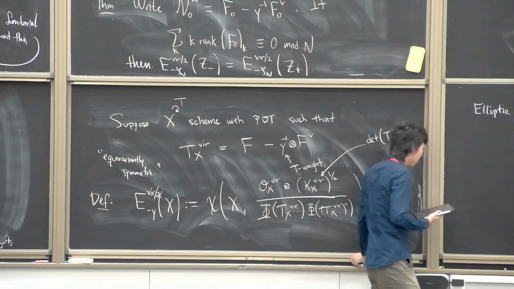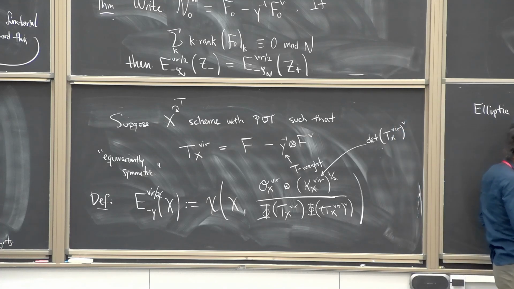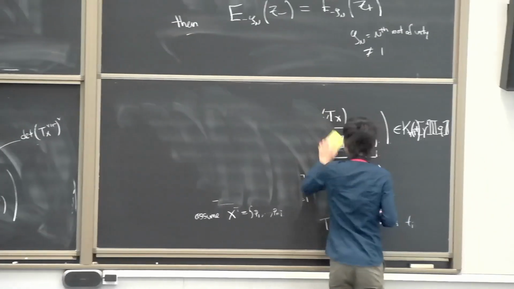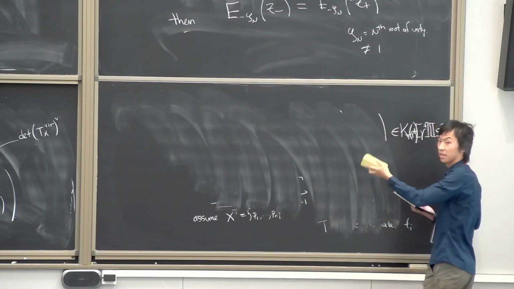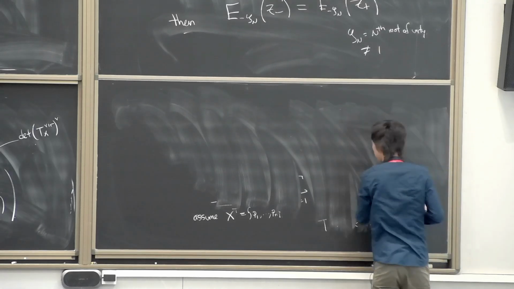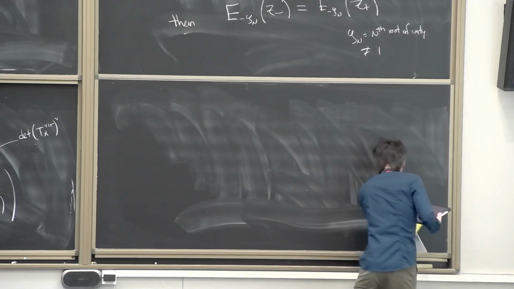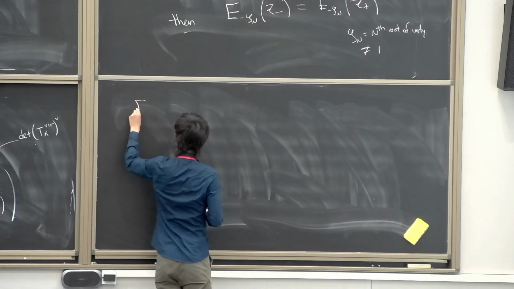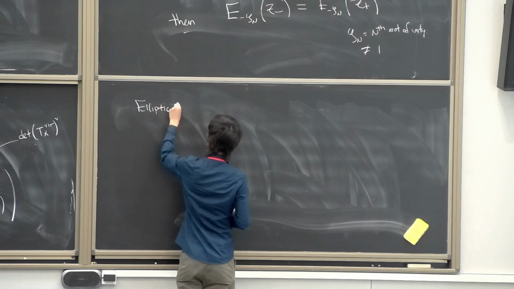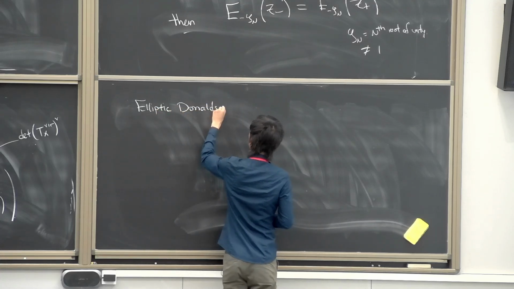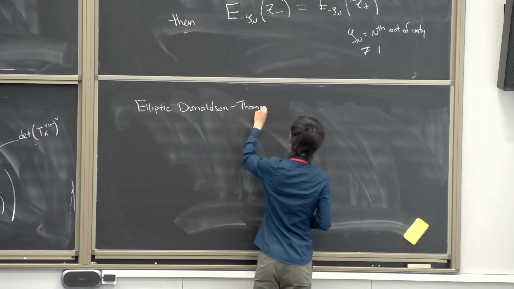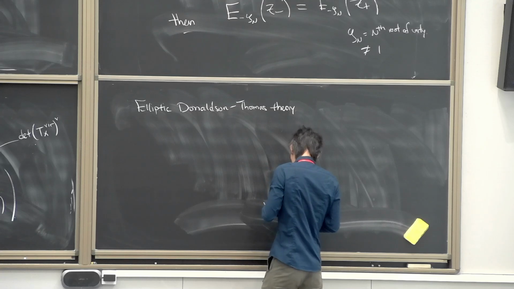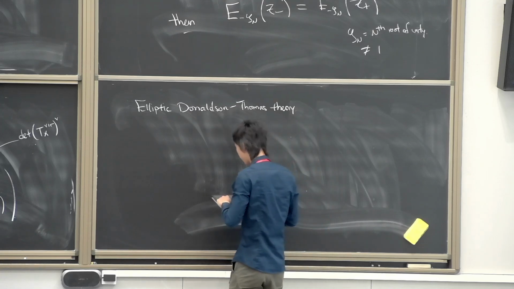Okay, so in maybe my remaining 10 or 15 minutes, I want to say something about the primary use case of this, which I care about: the so-called elliptic Donaldson-Thomas theory. So maybe I'll start off by saying what is regular Donaldson-Thomas theory.